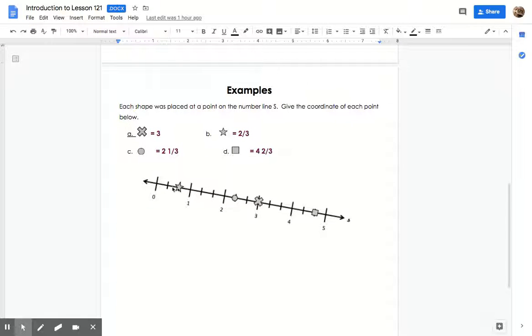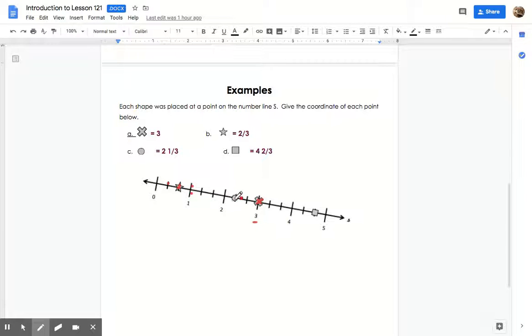You're going to do a Google Slides today where you have to drag different letters and things like that to different points on a coordinate system. For this first example, each shape is placed at a point on the number line. So you're going to give the coordinate of each point. The X is right here, and it's labeled for us already, so we know that the X is at 3. The next one asks you about the location or coordinate of the star, which is right here, and I know that it's in between 0 and 1. To figure out its exact location, I had to count the hash marks, 1, 2, 3. This is divided into thirds, so that means that the star is at 2/3.